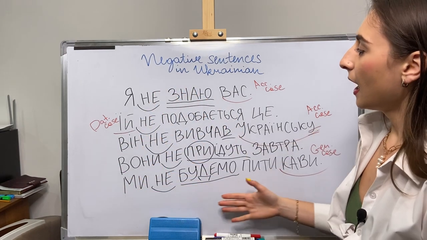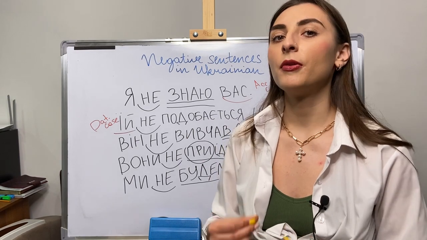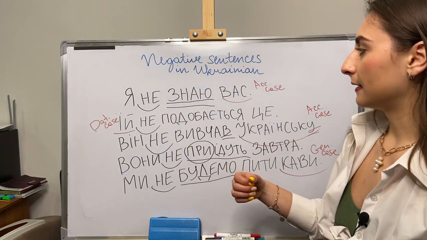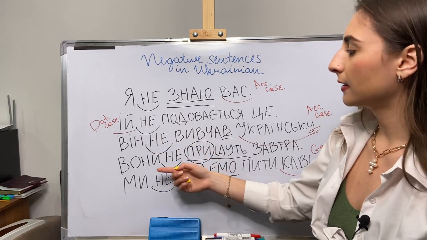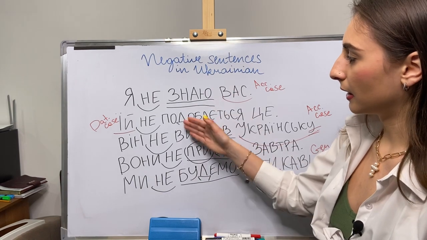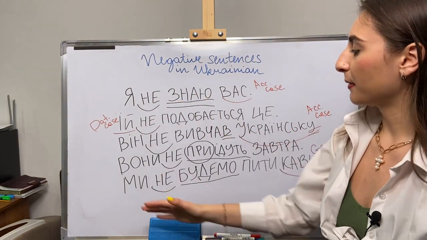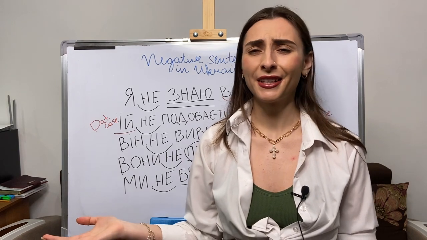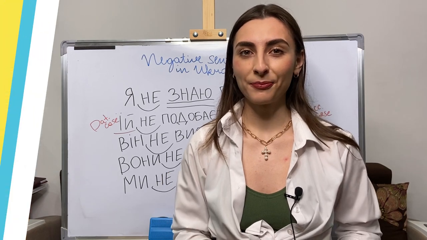So we can see how we make negative sentences with the help of the negative particle не, that means not, in different tenses. This is present, past, future perfective, and future imperfective. These all are imperfective tenses, the first three ones. So you can see how it works, and also let me tell you about the double negatives in Ukrainian language. That's very important and very interesting, so let's keep watching this video.